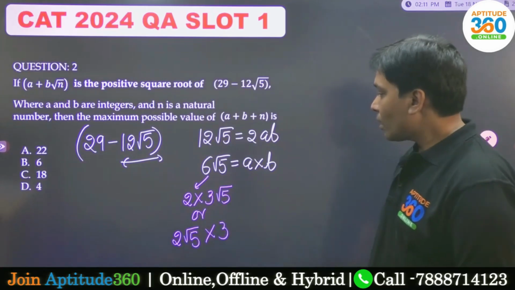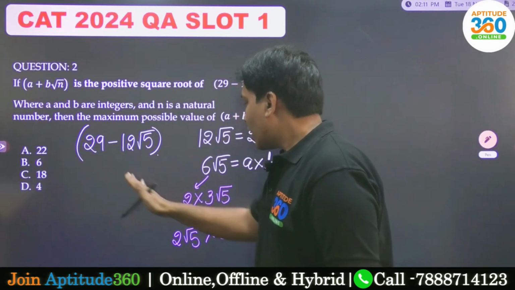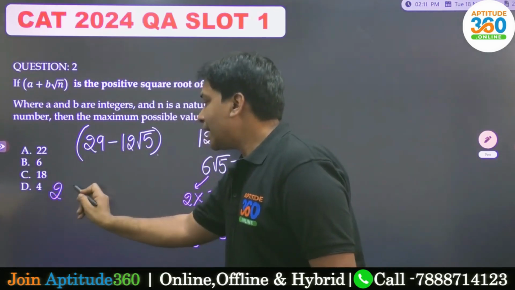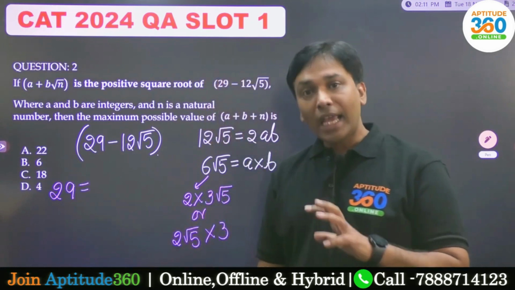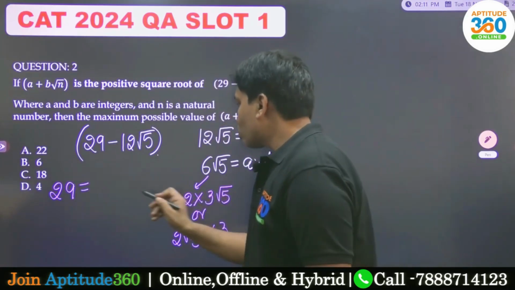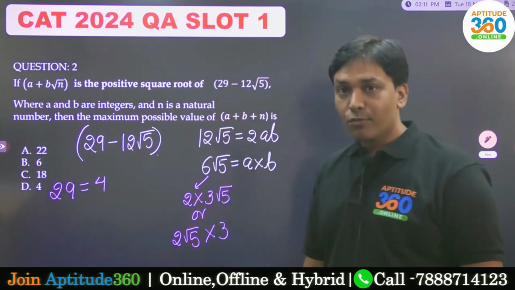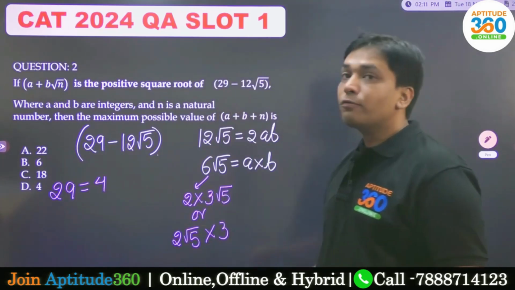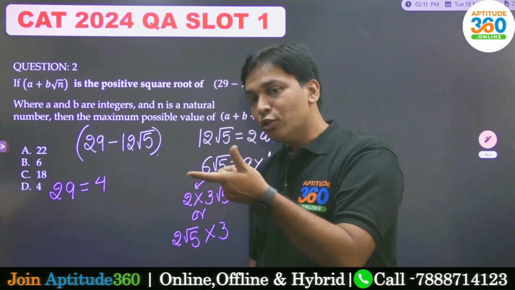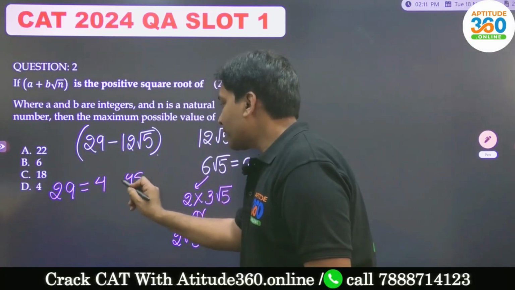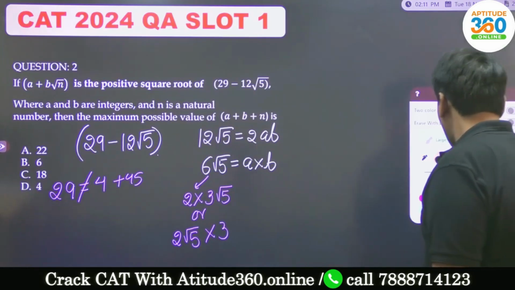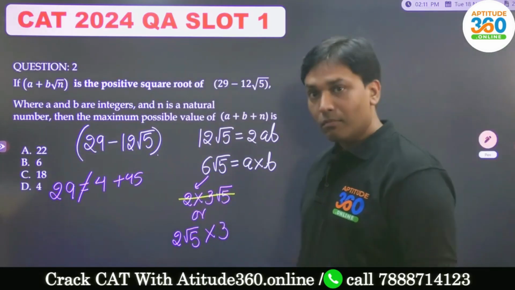Now, if we take a as 2 and b as 3 root 5, so now 29 should be written as a square plus b square. Only then it is going to be a possibility. So 2 square is 4, and 3 under root 5, if you find out the square of 3 root 5, so 3 square is 9, and 9 into 5 will become 45, and that is not a possibility.